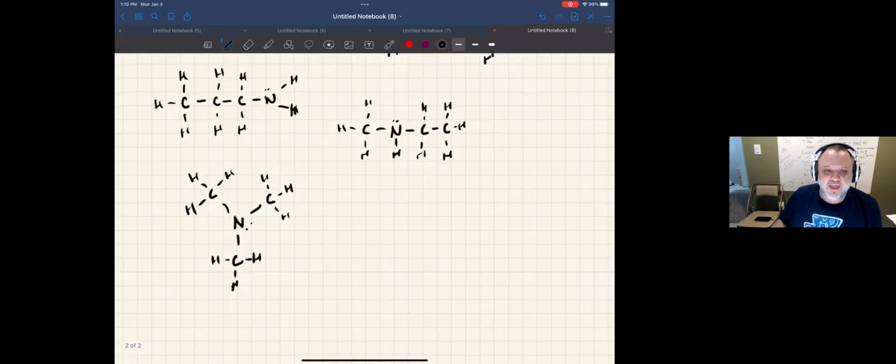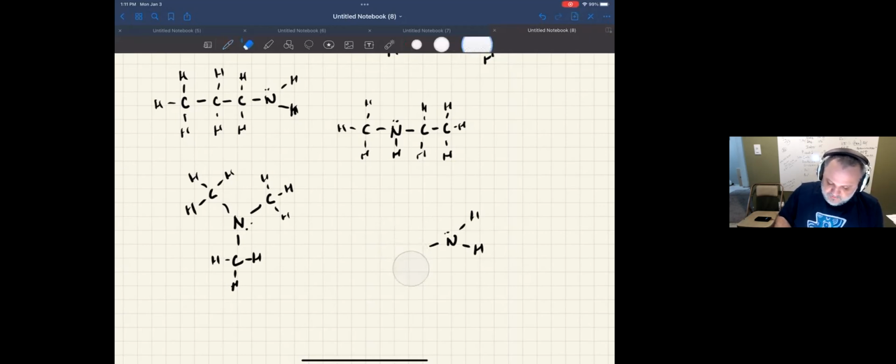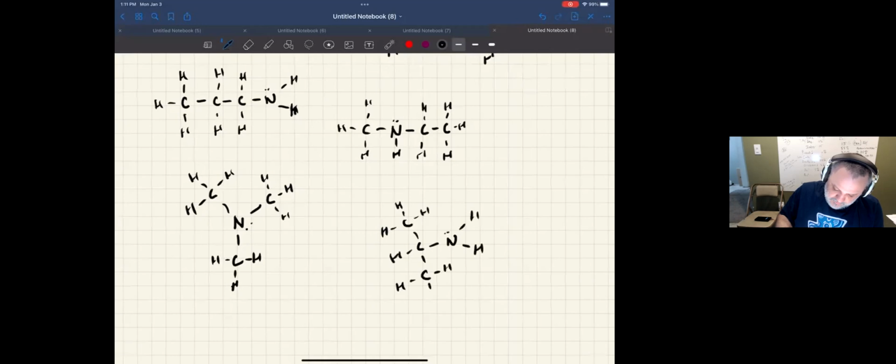One more way, one more constitutional isomer. Recall that carbons can be branched as well. And so here's the final way to draw that constitutional isomer. I need another hydrogen here. Let me clean that up just a little bit. And then here are the last 6 hydrogens. Okay, that's it. There are no other ways to do it.